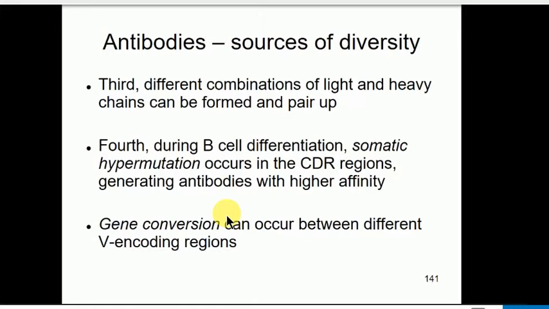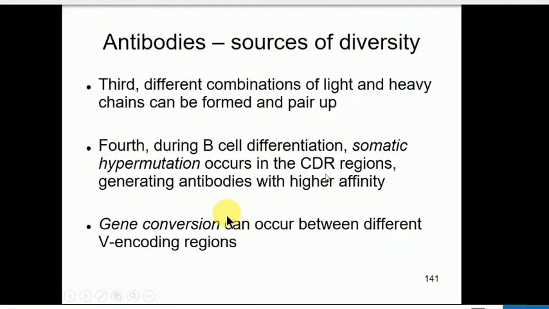You can also get different combinations of light and heavy chains formed in different cell types, and that gives a little bit more diversity again. But the real place where most of the diversity comes from, and this I think is the coolest bit to me, is that during the process of B cell differentiation, when the B cells have recognized an antigen, presented it to a T cell, been stimulated to differentiate and mature, during that very, very rapid process of differentiation, a large amount of mutation takes place, and it particularly takes place in the CDR regions.